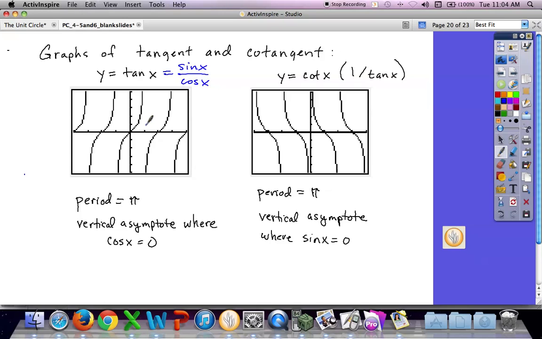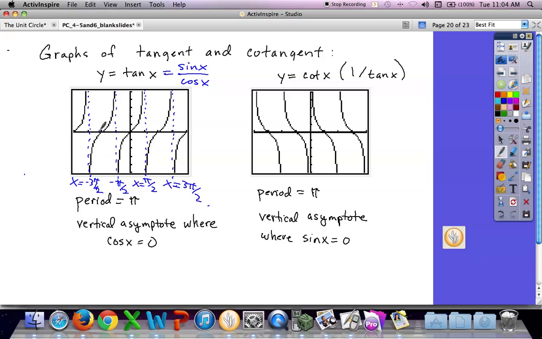So here's pi over 2, vertical asymptote. 3 pi over 2, vertical asymptote. Right? Negative pi over 2, vertical asymptote. Negative 3 pi over 2. So these are all x equals negative 3 pi over 2, negative pi over 2, x equals pi over 2, x equals 3 pi over 2.